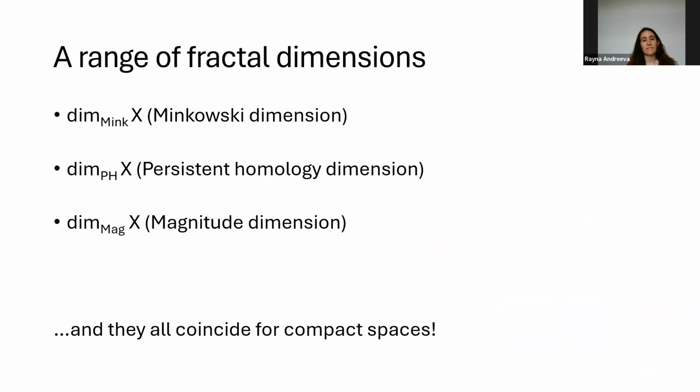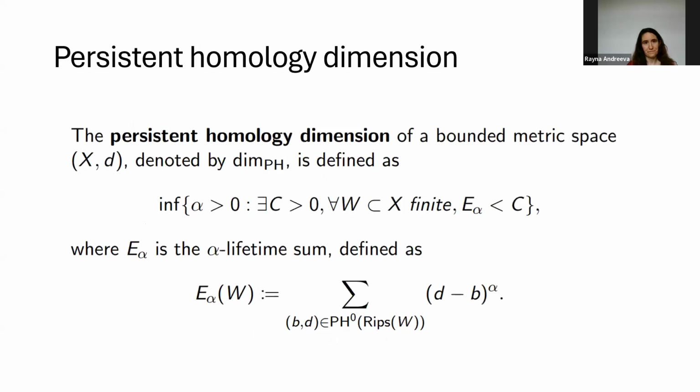Other fractal dimensions are the persistent homology dimension and the magnitude dimension. And what is really interesting is that they all coincide for compact spaces. Let's start with defining what the persistent homology dimension is. I will assume that you are all familiar with persistent homology.